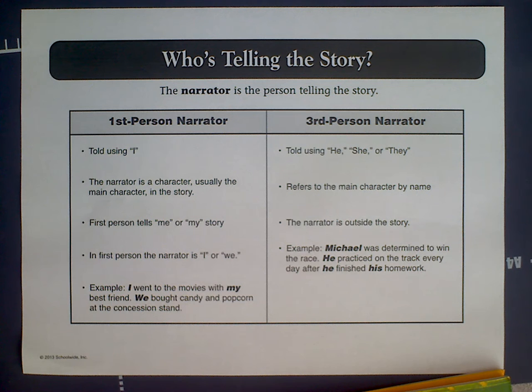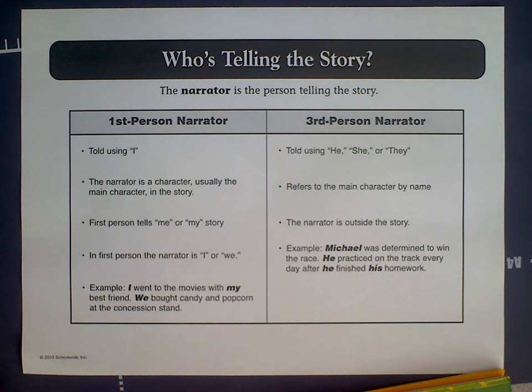Readers, welcome to Lesson 3. Who's telling the story? Let's think about our favorite fiction story ever. It can be something you read recently or something you read when you were younger. Does everyone have a story in mind?